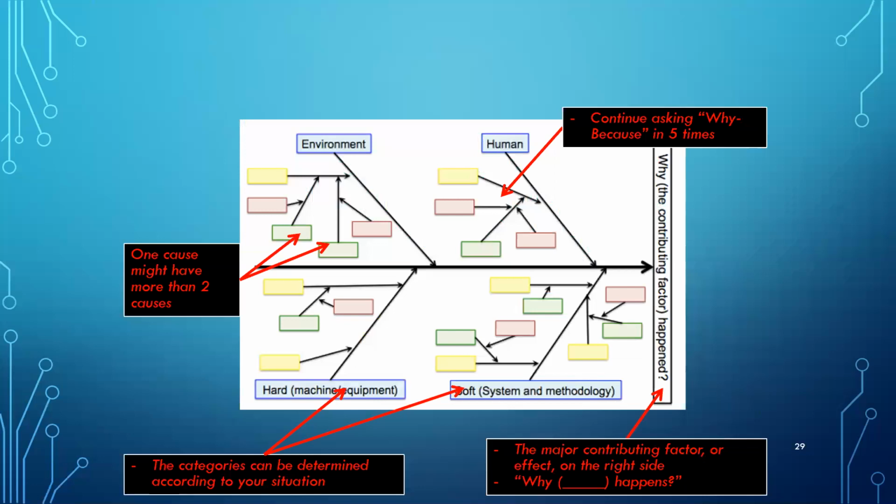This to the top left just shows again that they don't all line up nice and neatly. There's very often more than 1 or 2 causes for an issue that's going on. And a final reminder that these categories you can decide, as long as you feel like you're being comprehensive, that you decide what categories fit for your situation. Next slide, please.